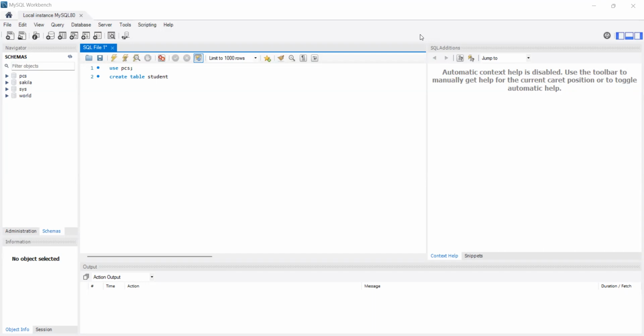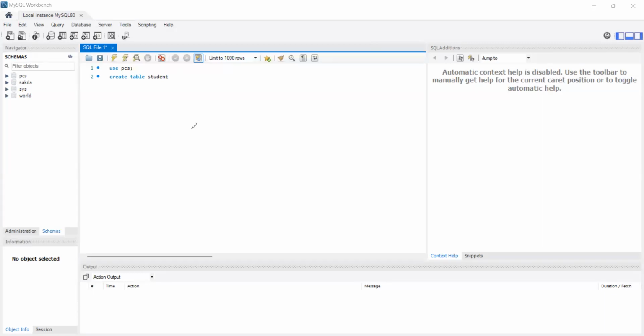Okay, but the fact is, the full form of RDBMS is Relational Database Management System. So what type of relation is being established here? First of all, what is a relation? What relation do we need?